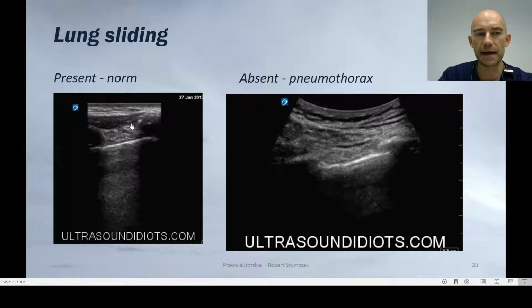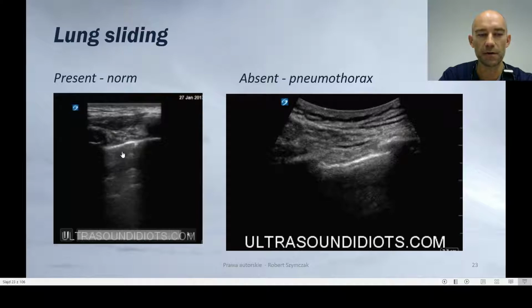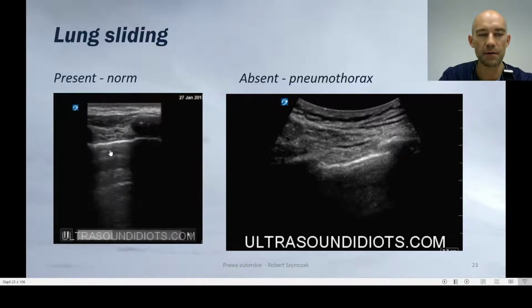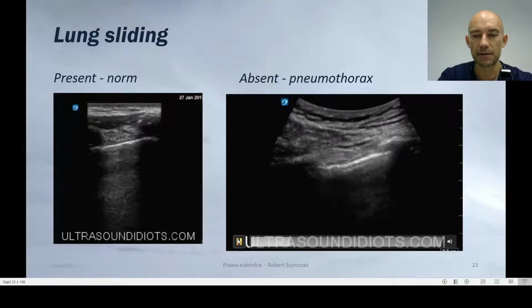Look for the lung sliding. So the normal view looks like that. You can see that there is some movement here, movement of the pulmonary pleura. So the lung, when the patient is breathing, is moving over the chest, and we can see it when there is no gas between the lung and the chest wall. But when it's absent, it looks like that. So there's no movement of the pleura.